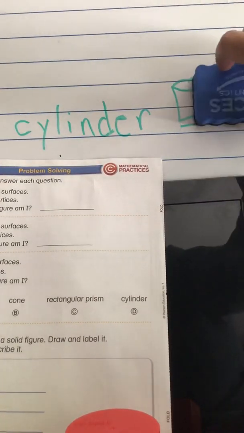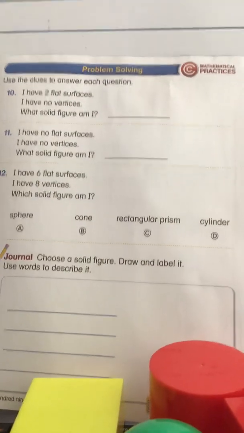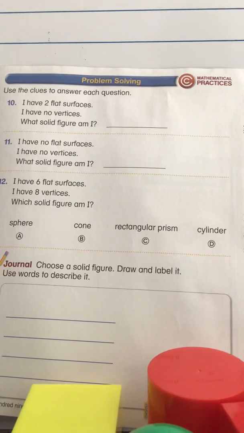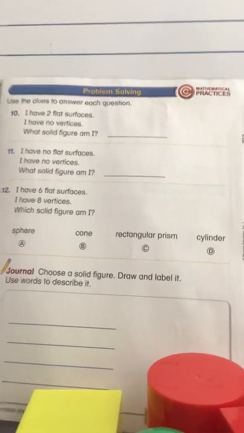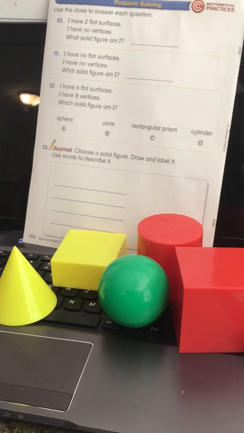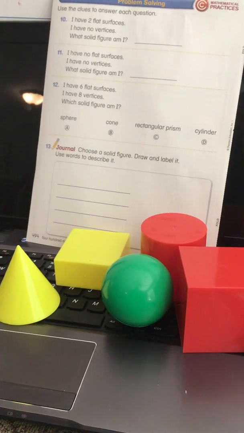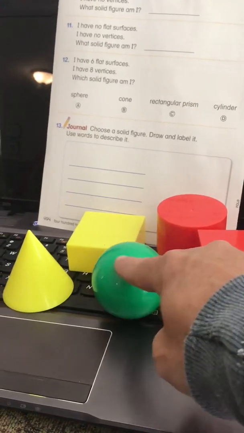All right, and then go down below to number 11. I have no flat surfaces. I have no vertices. Which solid figure am I? So let's look at our solids again. Which one has no flat parts and no points or corners? The sphere. The sphere has no flat parts. The sphere has no points or corners.